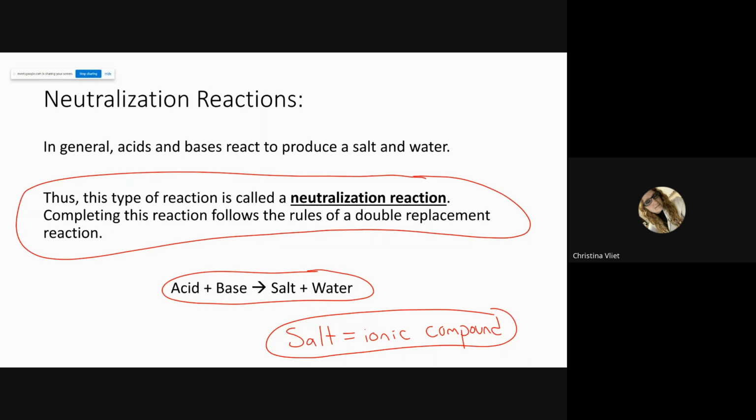And it's really just a double replacement reaction. When you see it in practice, you're going to see that we've actually already done this. Anytime you make water as a product, besides gas decomposition, anytime you make water as a product, you have got a neutralization reaction most likely.